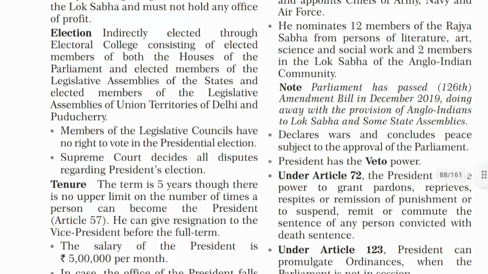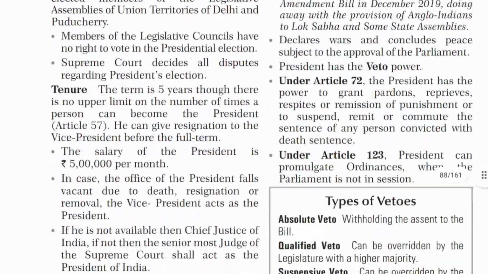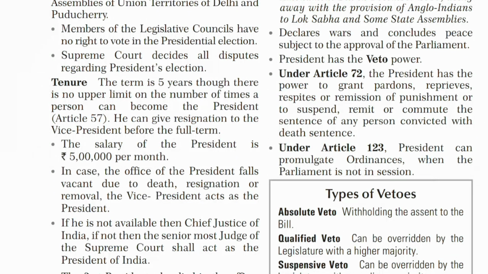Election: indirectly elected through the Electoral College, consisting of elected members of both the houses of the Parliament and the elected members of the Legislative Assemblies of the states, and elected members of the Legislative Assemblies of Union Territories of Delhi and Puducherry. Members of the Legislative Councils have no right to vote in the presidential election. Supreme Court decides all disputes regarding president's election. Tenure: the term is 5 years, though there is no upper limit on the number of times a person can become the president. Article 57.